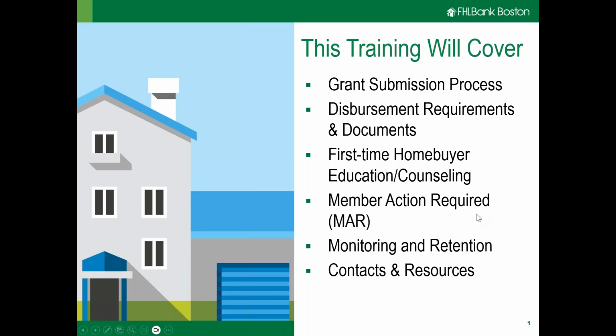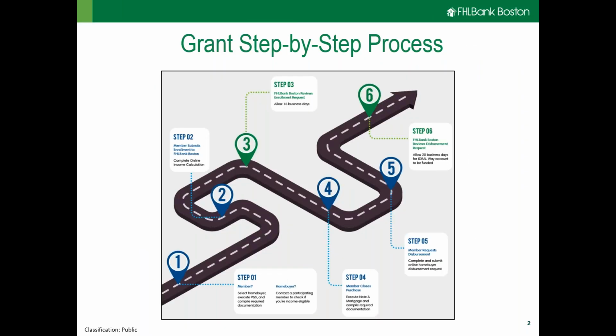So we have a lot of information that we're going to cover. We're going to go through the submission process through our community lending platform. We're going to talk about all the pertinent documents that we need at disbursement. Some items do include covering the first-time homebuyer education, and then if we're missing information, we put files into member action required. So we'll do a little bit of technical assistance on what that looks like. We're also going to cover monitoring and retention, and we'll be referring to a lot of the documents that are on our website, including our notes and mortgages for each of the respective programs.